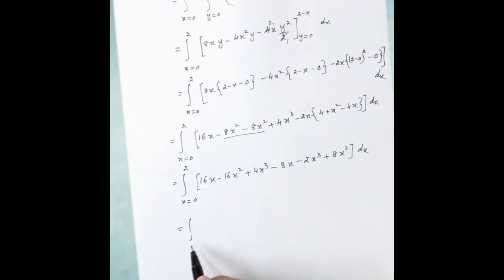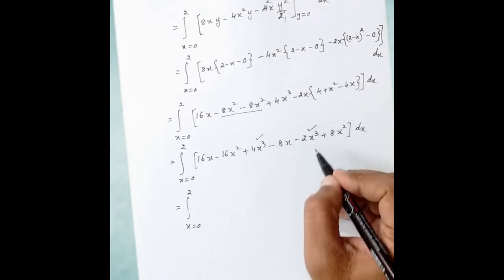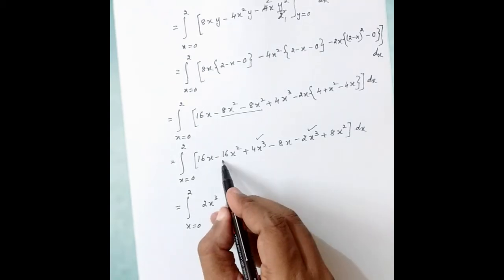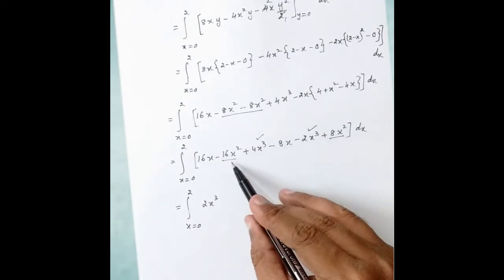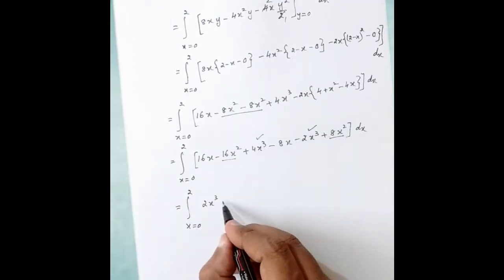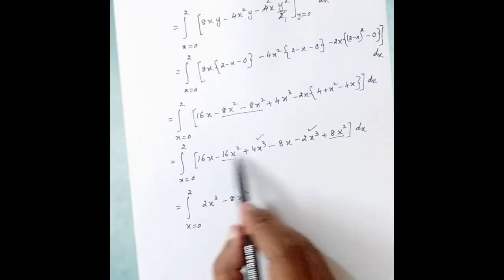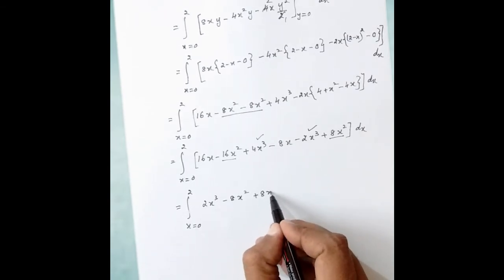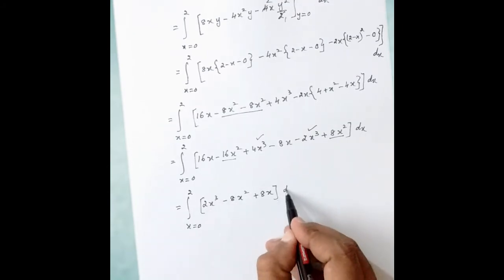Now we'll try to group the like terms over here. So like terms over here, it is 4x cube minus 2x cube will be 2x cube. Then over here 16x square and plus 8x square. So minus 16 plus 8 will be minus of 8x square. Then next term you have plus 16 minus of 8 will be plus 8x. Right? Those are the terms you have. Times of dx you have.